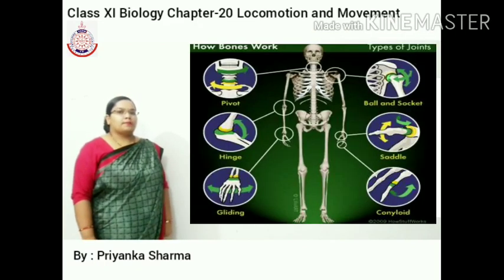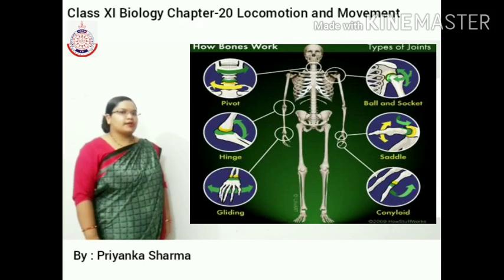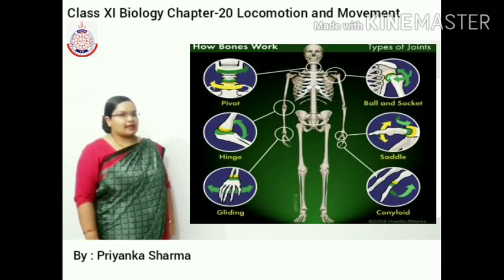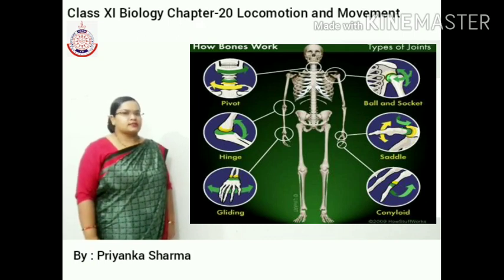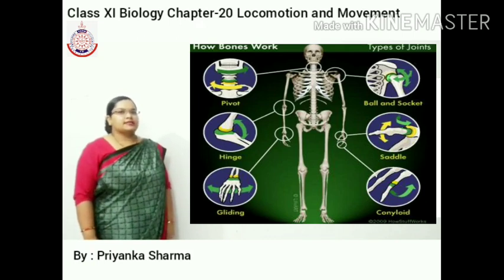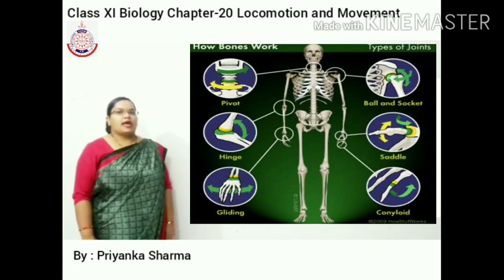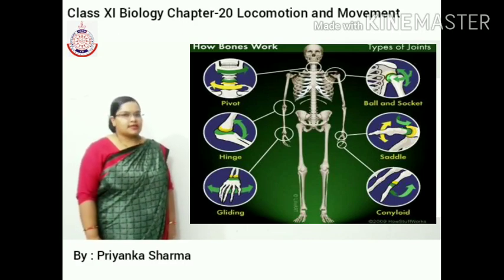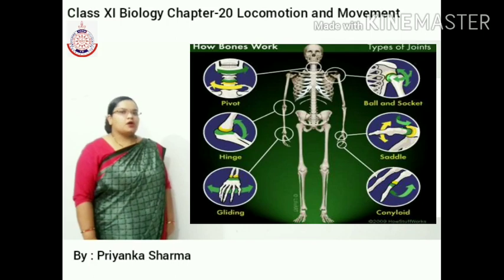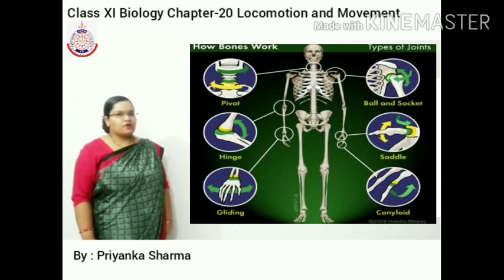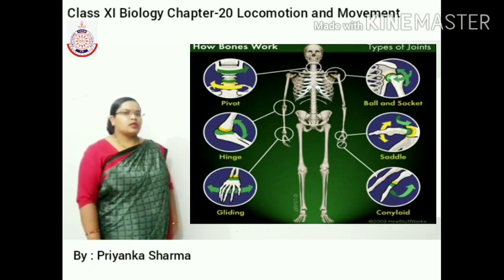First of all, pivot joint. Pivot joint is present between atlas and axis. Do you remember atlas and axis? Yes, atlas and axis. Atlas is the first cervical vertebra and axis is the second cervical vertebra. Atlas and axis are part of the cervical vertebrae, or you can say they are part of the vertebral column.